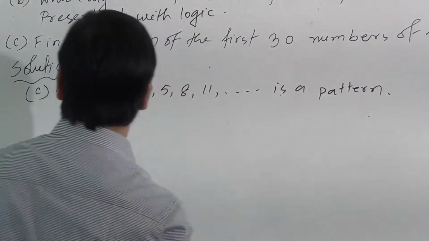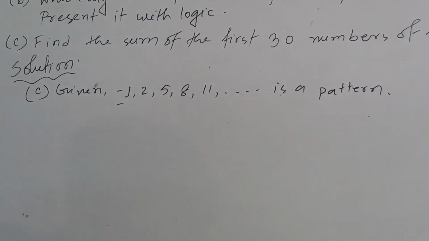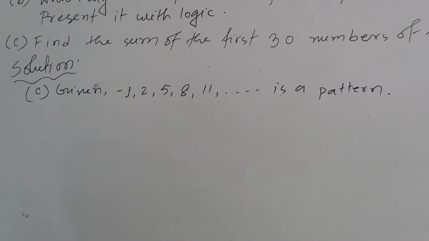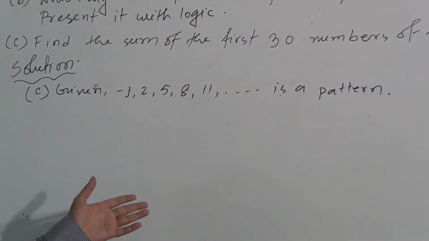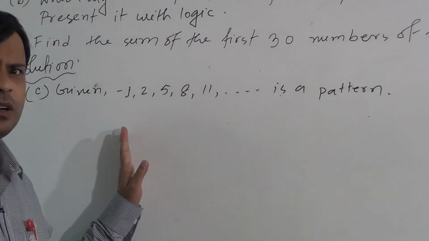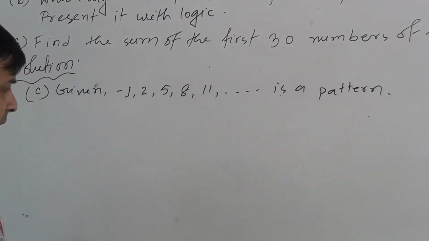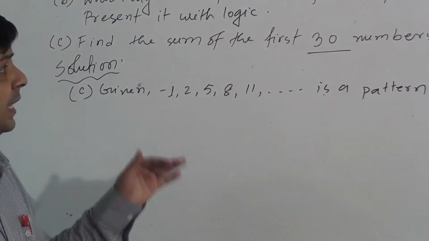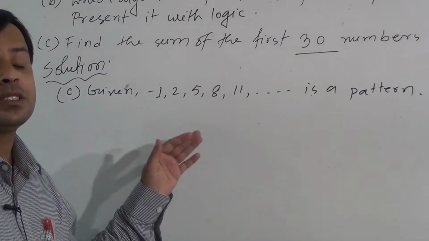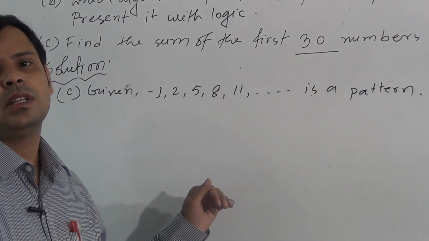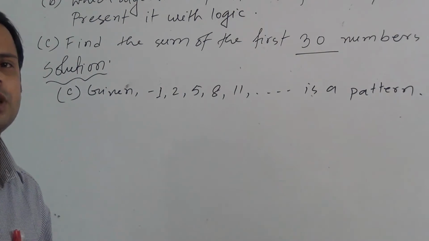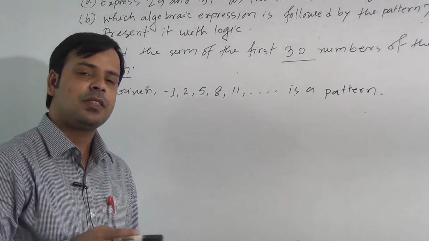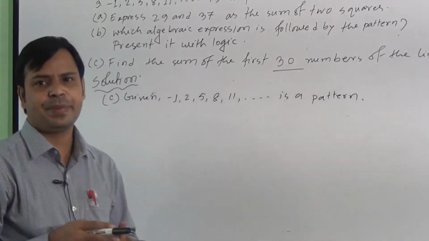It means that its first term is -1, and to find the sum we know a formula. For that, in that formula we need the number of terms. Here the number of terms is given and we need that term. It means we need the 30th term. How can we find the 30th term? To find the 30th term we need the algebraic expression that we have determined in question B.